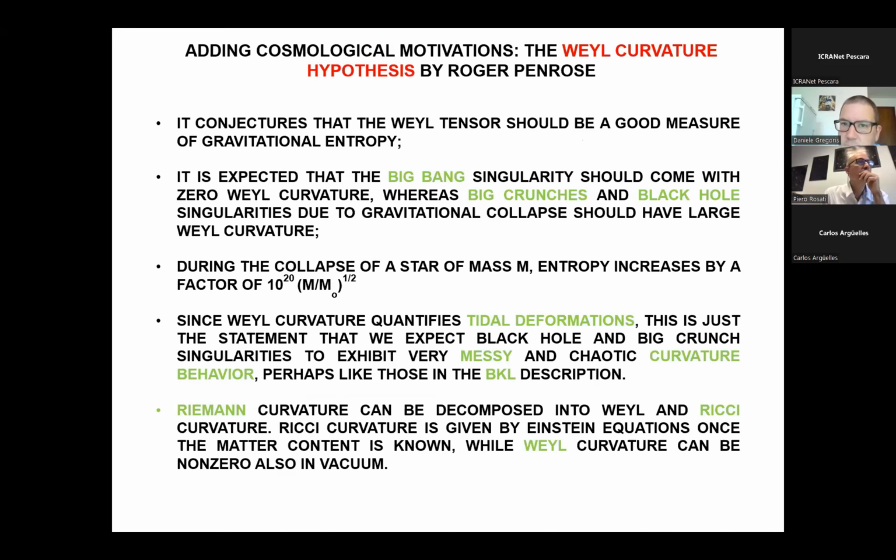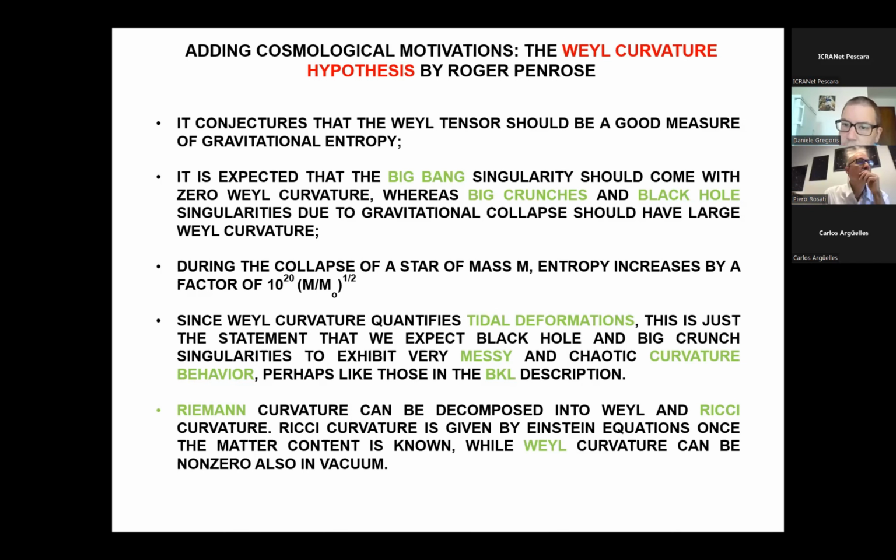We should add some cosmological motivations for studying gravitational entropy, and they are based on the Weyl curvature hypothesis by Roger Penrose. The Weyl curvature hypothesis conjectures that the Weyl tensor should be a good measure of gravitational entropy. And it is expected that the Big Bang singularity should come with a zero Weyl curvature, whereas big crunches and black hole singularities due to gravitational collapse should have a large Weyl curvature.